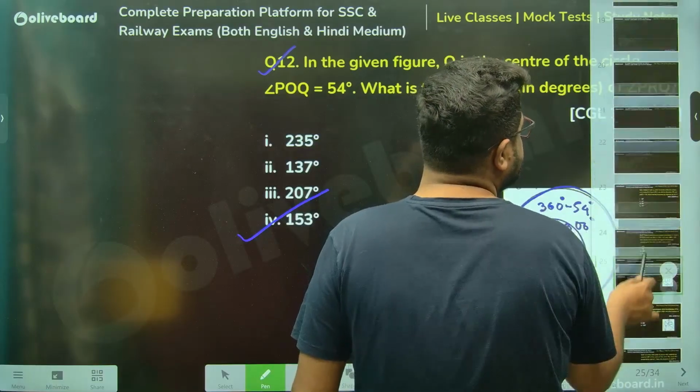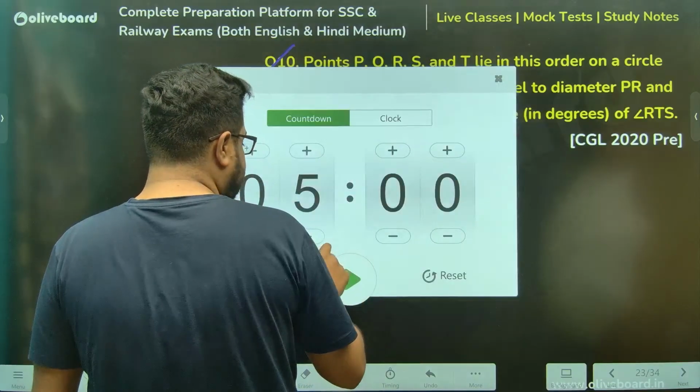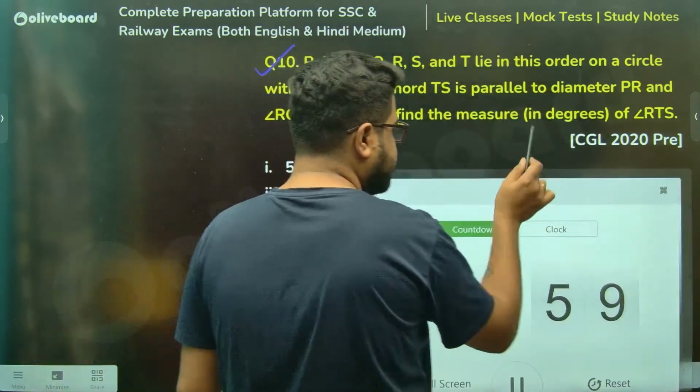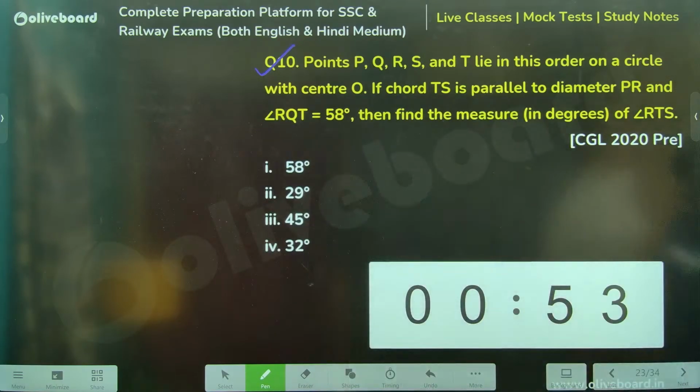Okay, let's do this. Everyone, I'm giving you a minute's time. Make it quickly, everybody, please do it very quick. Speed is the name of the game, this year especially. This is a very good question. Draw the figure properly, then only you will be able to answer this.